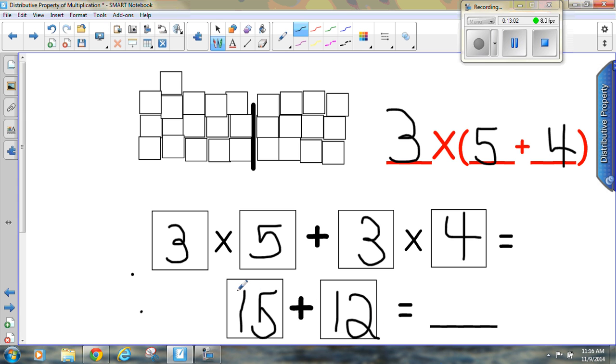And 15 plus 12 equals 27. And what's 5 plus 2? That's right, 7. Very good. So there's 27 tiles in this whole rectangle here. That's a lot of tiles. And that would be a lot of counting if we had to count it all at one time. But this makes it a lot faster.